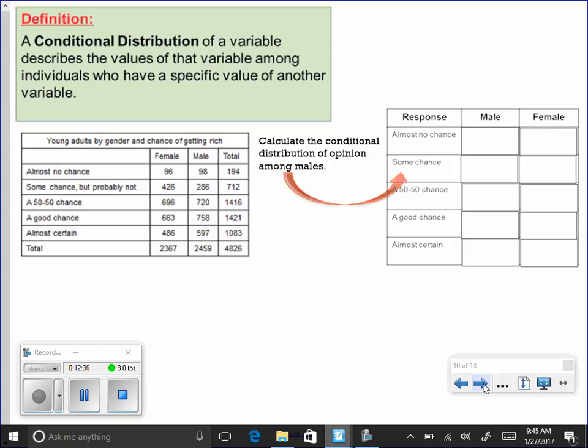The second type of distribution we're going to look at is called a conditional distribution. This is one that will actually look at both variables. It'll look at the distribution of a value among the individuals that take on a certain value of the other variable. In the example, we're looking at the same data that we've been looking at. It says calculate the conditional distribution of opinion among males. So we're looking at the distribution of opinion, but only among the males.